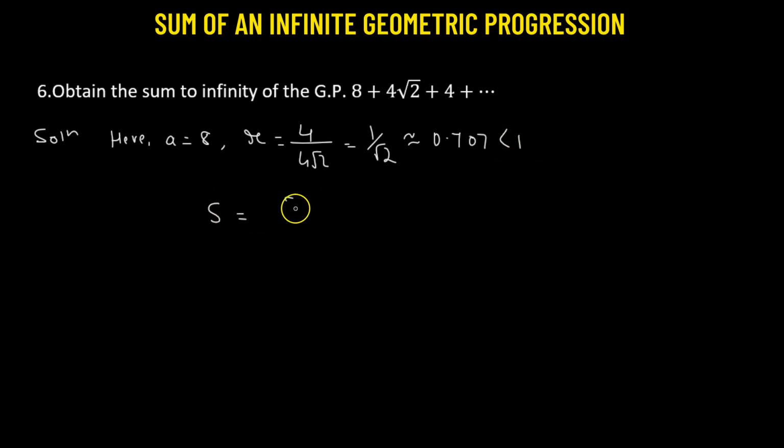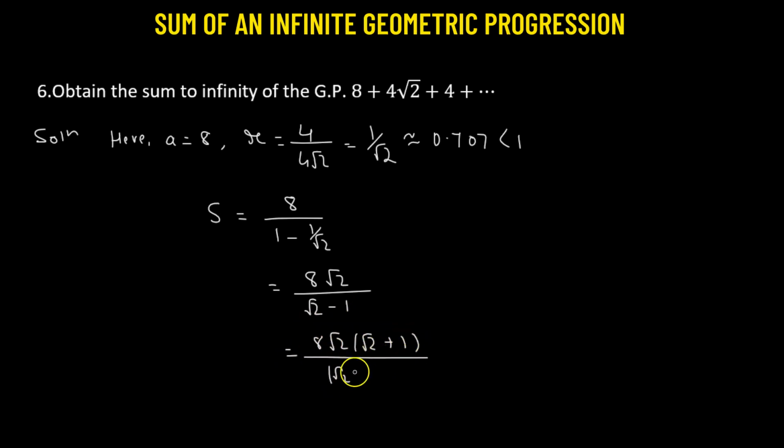Our sum will be equal to 8 divided by 1 minus 1 over square root of 2, which means we have 8 times square root of 2 divided by square root of 2 minus 1. We'll need to rationalize the denominator. We're going to multiply both numerator and the denominator with square root of 2 plus 1. So in the denominator, we're simply going to get square root of 2 whole squared minus 1 squared, and this value is going to be equal to 1. So let's simplify the numerator portion. 8 times square root of 2 multiplied by square root of 2, so we have 16. We have 16 plus 8 times square root of 2. So this is going to be the sum of the given geometric progression. Let's move on to the next problem.